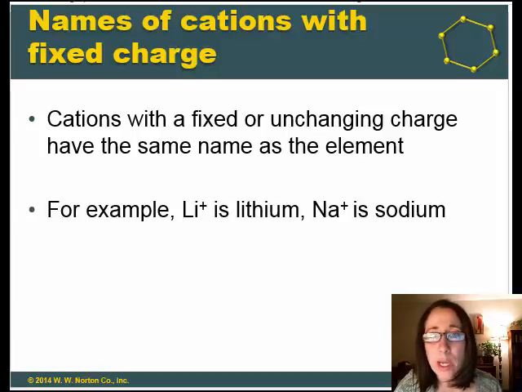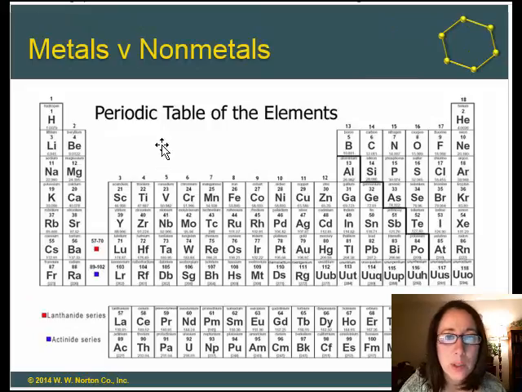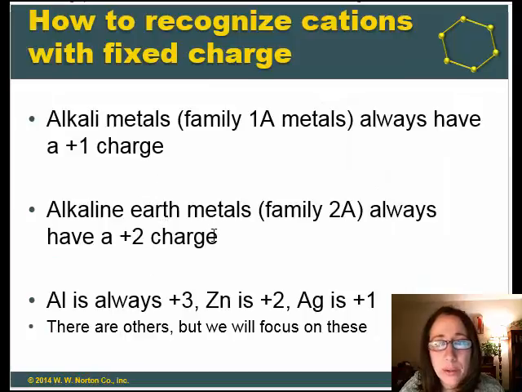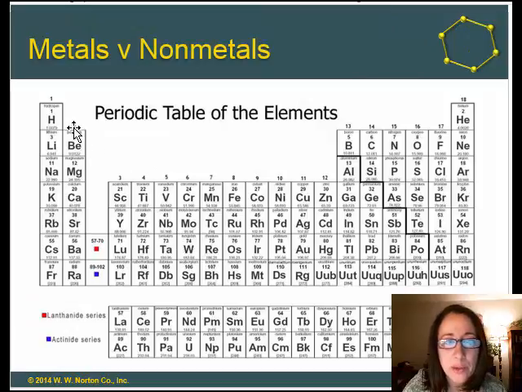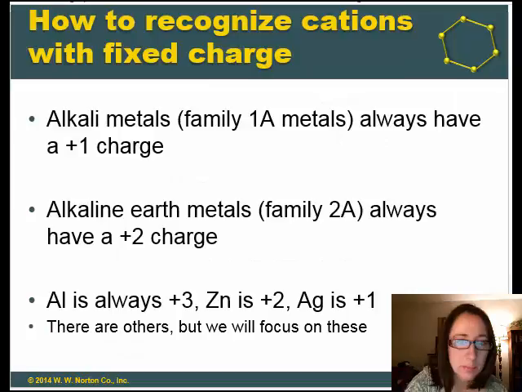So how do you know which cations always have a fixed charge? It's going to be really, really important that you know that. And so here they are. It's just a handful of them. Alkali metals, which are the metals in group 1A, or this first column here, all the elements except for hydrogen. These always have a plus 1 charge. They always lose 1 electron. Alkaline earth metals, family 2A, always have a plus 2 charge. These metals are found in the second column of the periodic table. They always lose 2 electrons, so they always have a plus 2 charge.